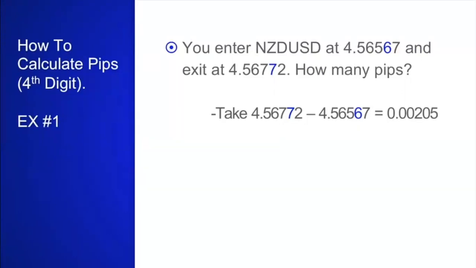Now what you're going to do is take the 4.56772 and subtract it from 4.56567. And it's going to equal 0.00205.